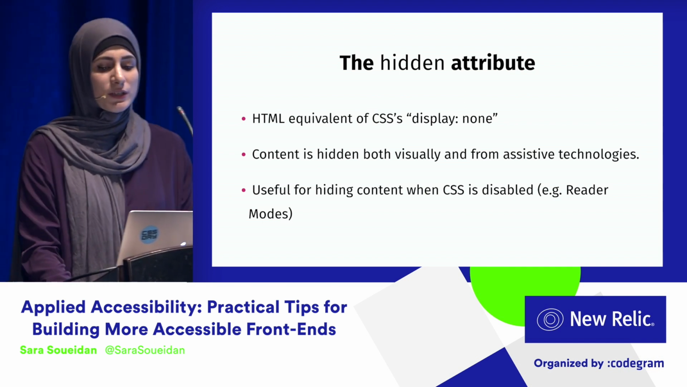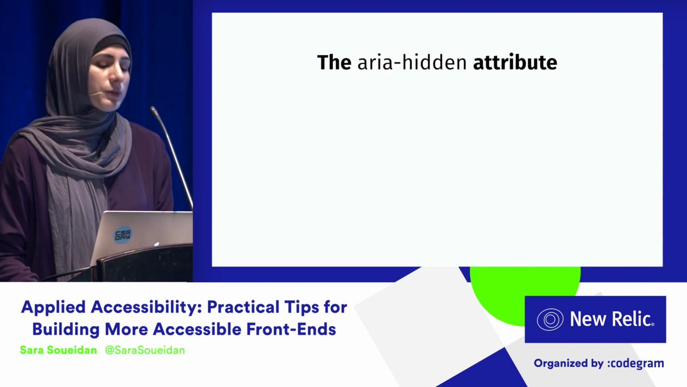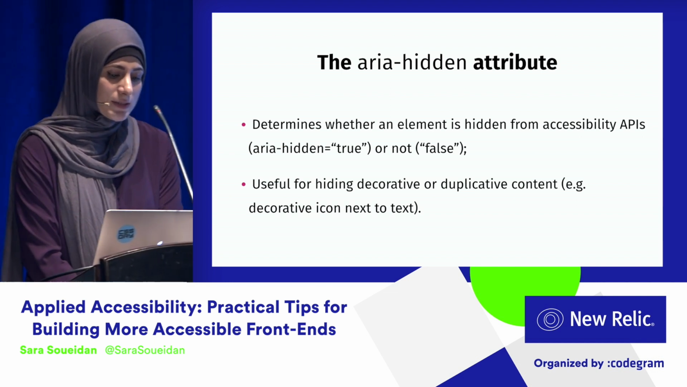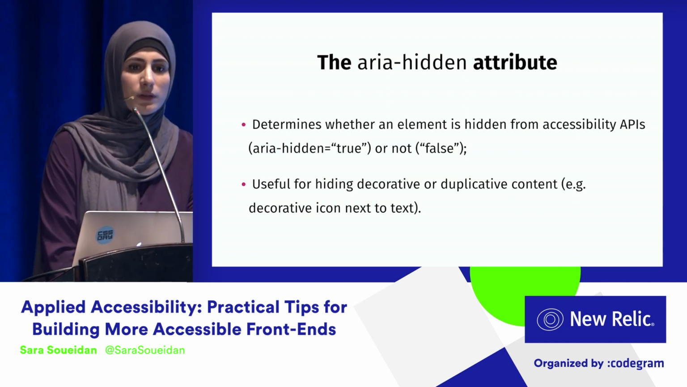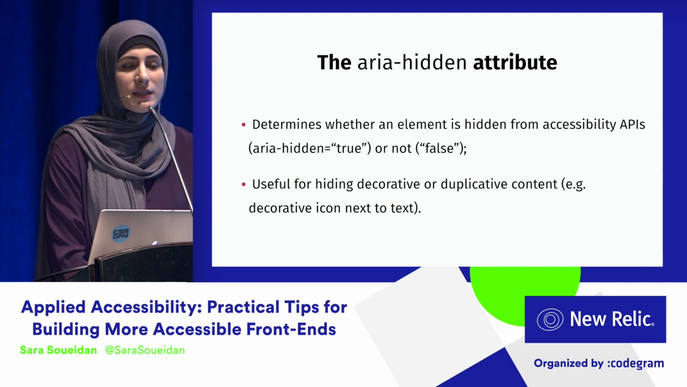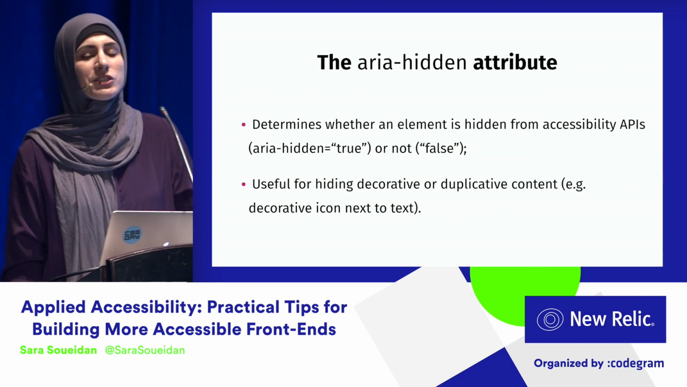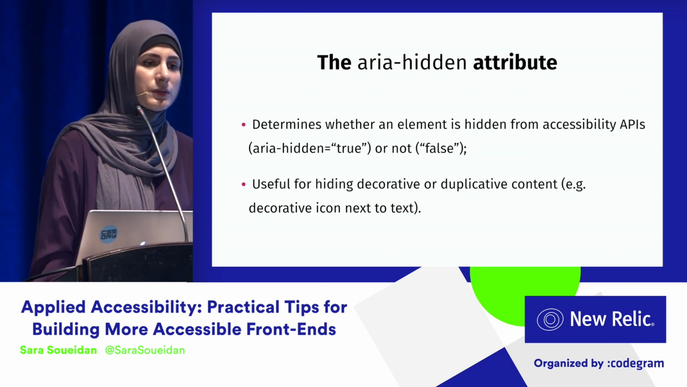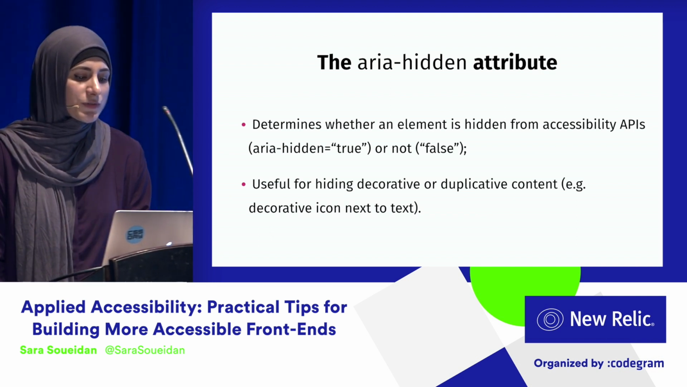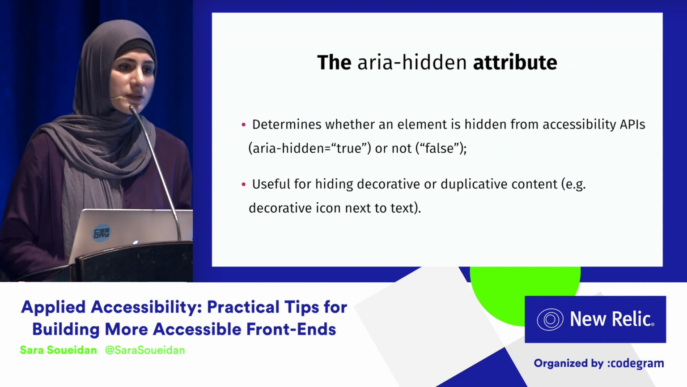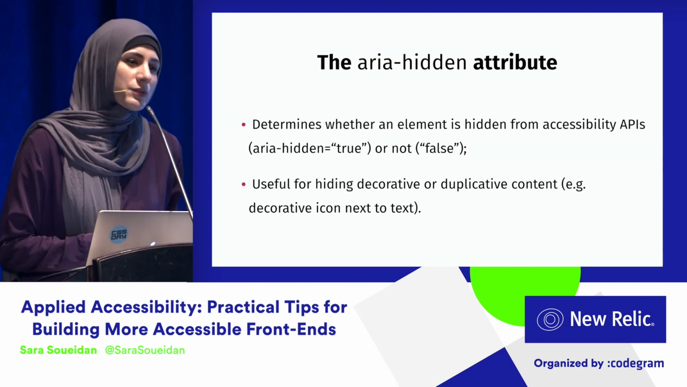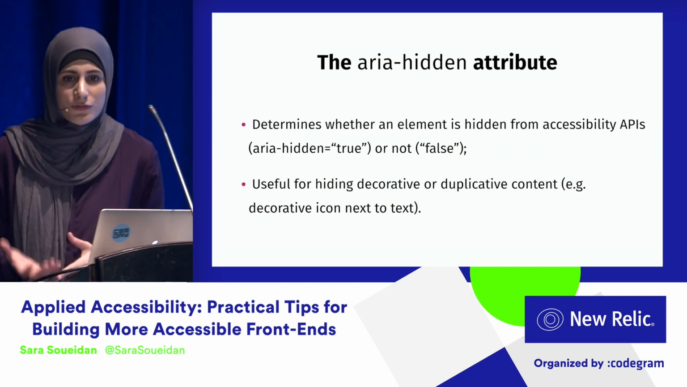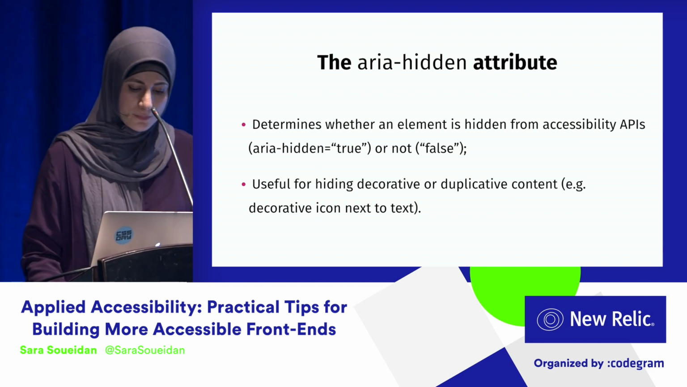An attribute similar to the hidden attribute is the Aria Hidden attribute. It determines whether an element is hidden from accessibility APIs, if it's true, or not, if it's false. This doesn't affect the visual representation of the element. So if you set Aria Hidden on an element on the page, you're hiding it from screen readers, but not visually. It's useful for hiding decorative or duplicative content. So if something should not be announced to a screen reader because it's not useful for them, it's useful to hide it using Aria Hidden.